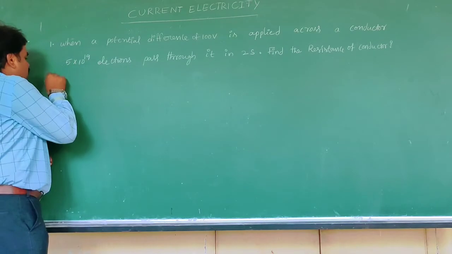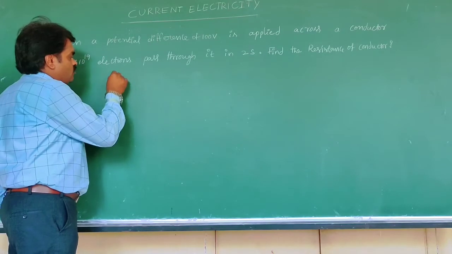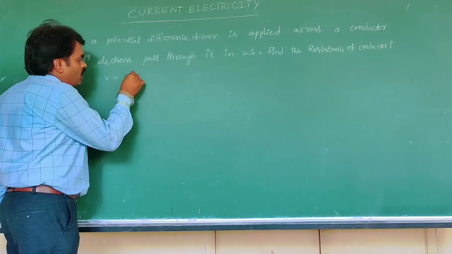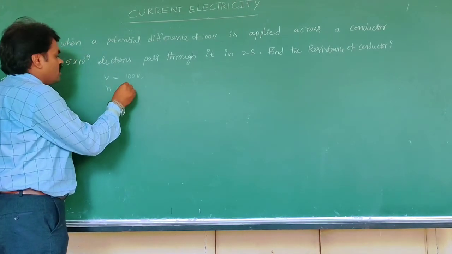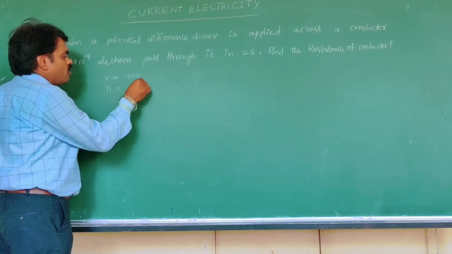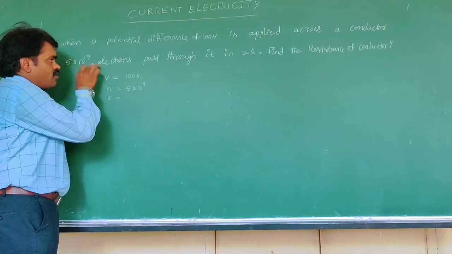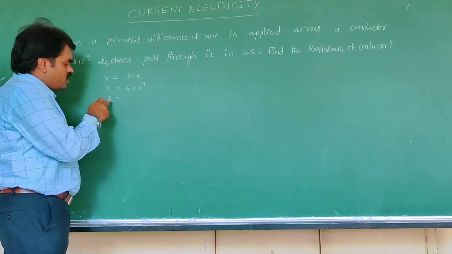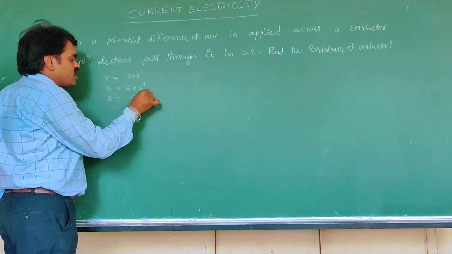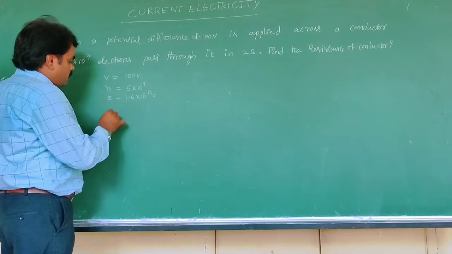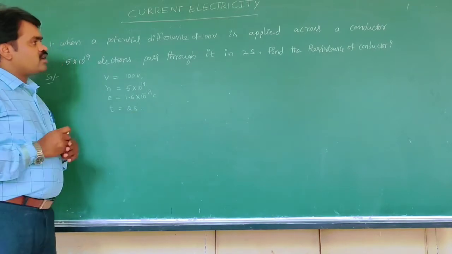Now what is given, we write right now. Potential difference V is given as 100 volts, and the number of electrons n is given as 5 into 10 to the power of 19. Because this number of electrons passes through it, the charge of each electron is 1.6 into 10 to the power of minus 19 coulombs, and time t is equal to 2 seconds. This is given. Now what are they asking?